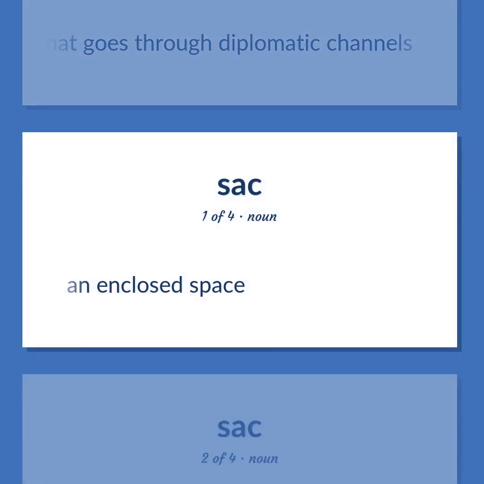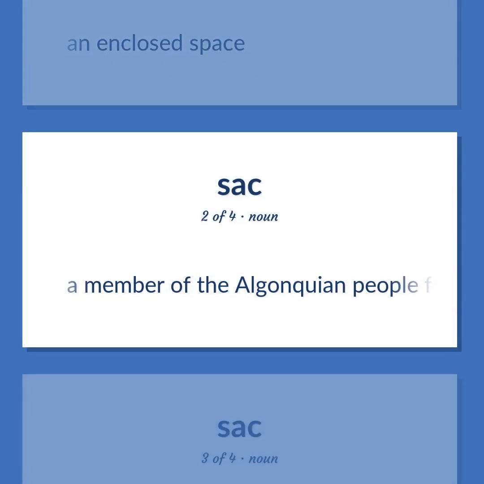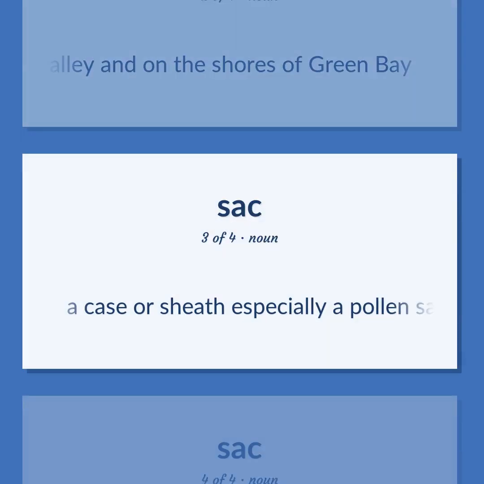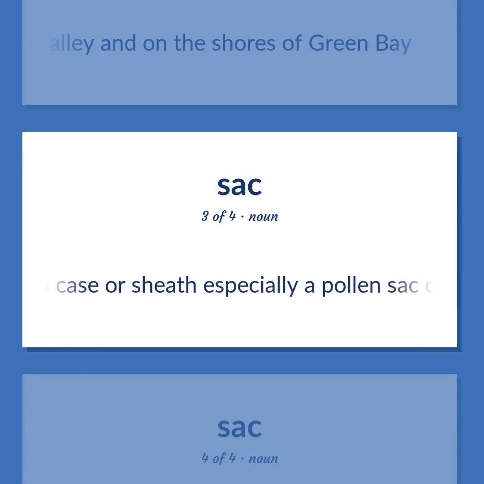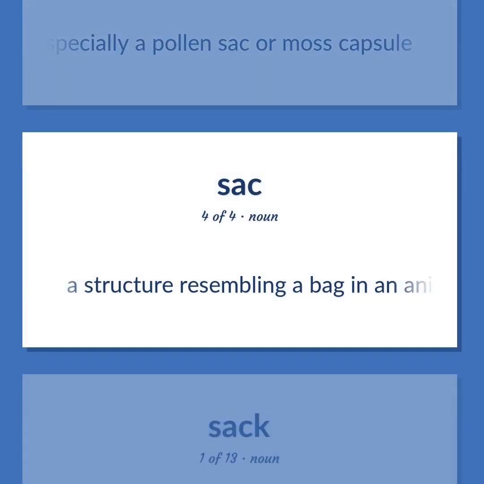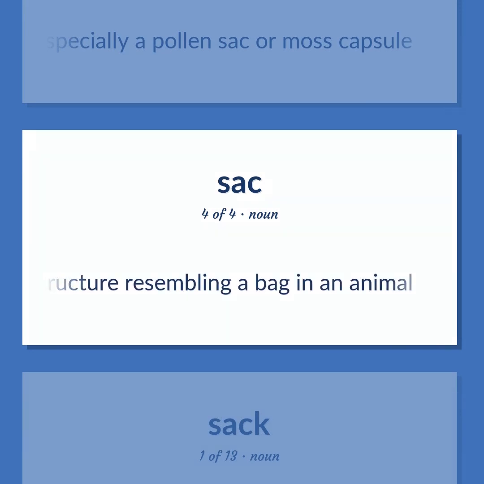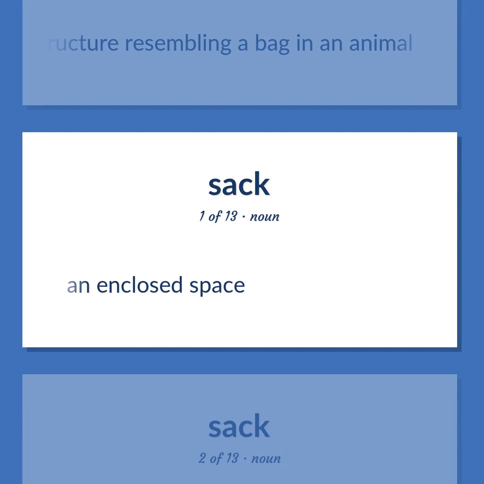An enclosed space. A member of the Algonquian people formerly living in Wisconsin in the Fox River Valley and on the shores of Green Bay. A case or sheath, especially a pollen sac or moss capsule. A structure resembling a bag in an animal. An enclosed space.